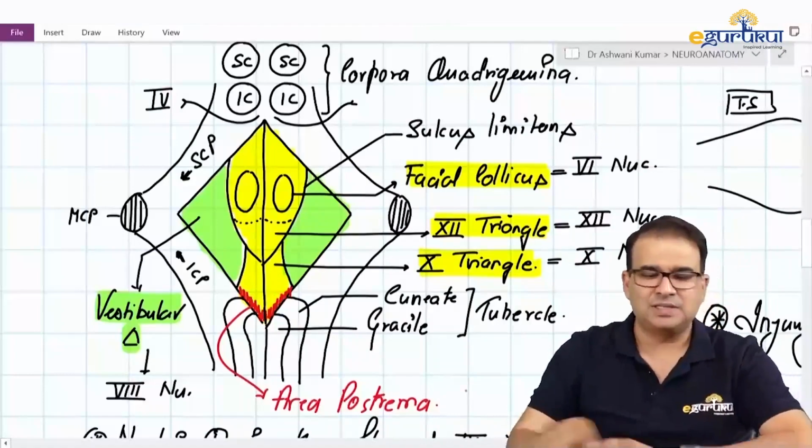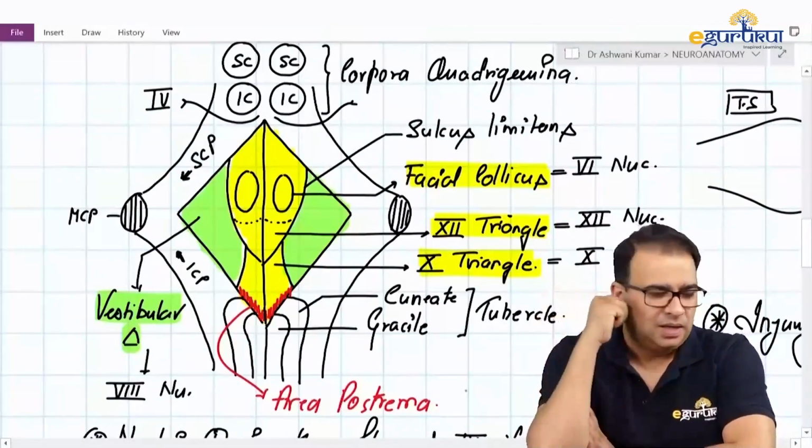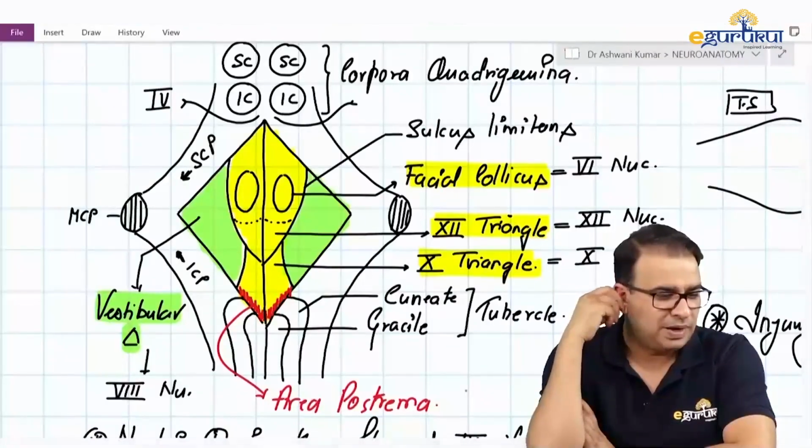Area postrema, you can note that it is also called the vomiting center of the brain. Area postrema is the vomiting center of the brain.